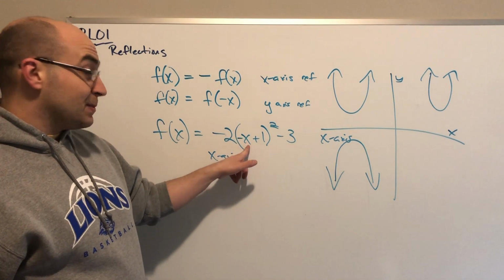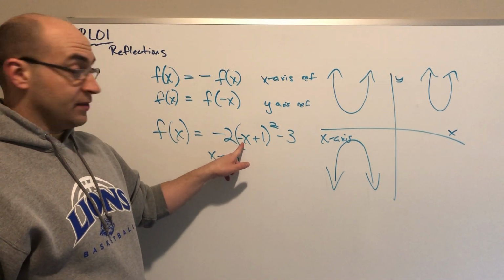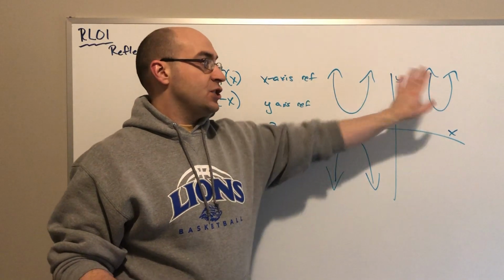Because that looks like it's supposed to be x-axis, but it's not because it's a y-axis reflection right there, which means it's horizontal. It's changing side to side.